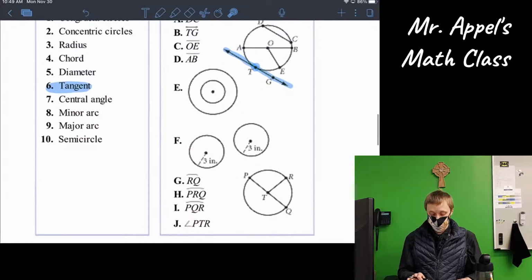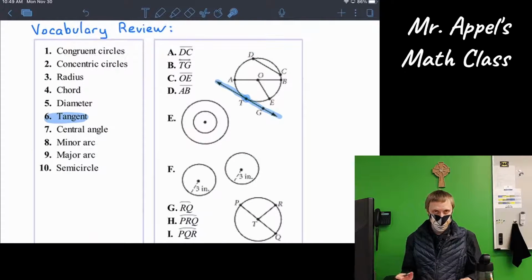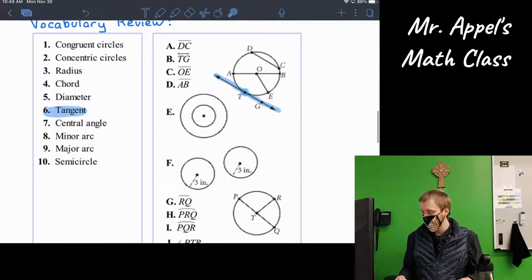All right. Any confusion on those terms? They show up again. You will know exactly what we're talking about.